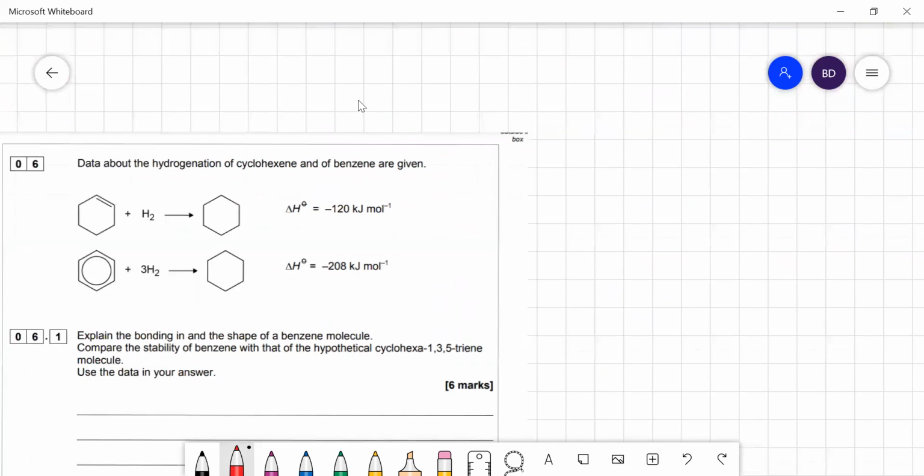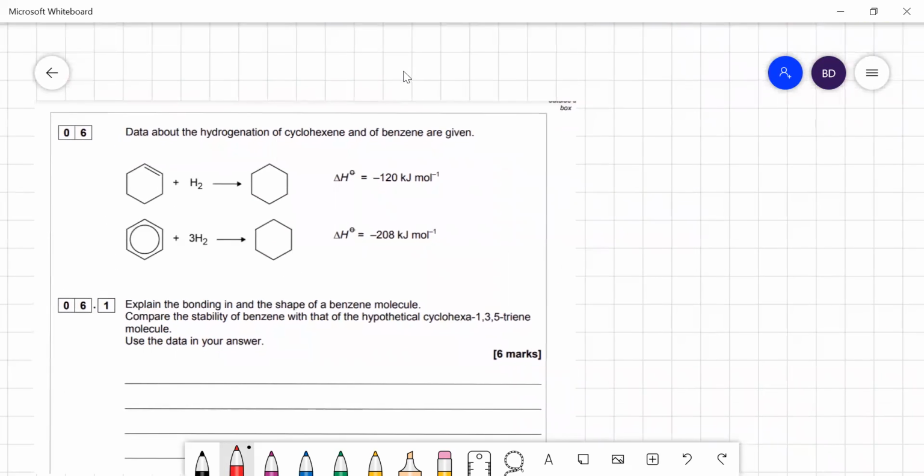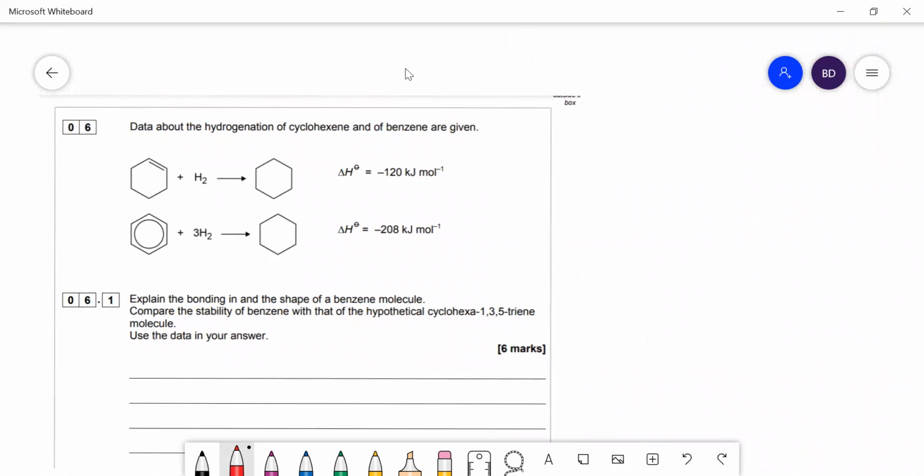Right, here's the usual question about benzene, a very common question, where you look at the thermochemical data for the evidence that there's electron delocalization because it's more stable than it should be. First of all, explain the bonding in and the shape of a benzene molecule. We'll do that bit first before we talk about the energy.